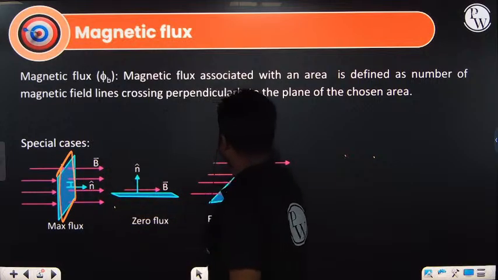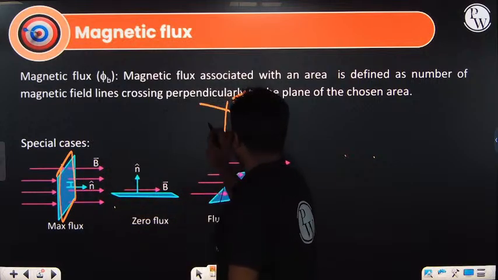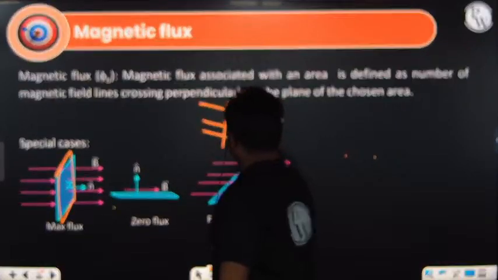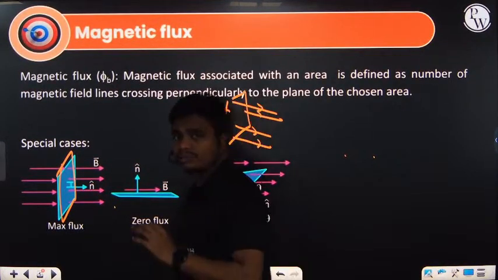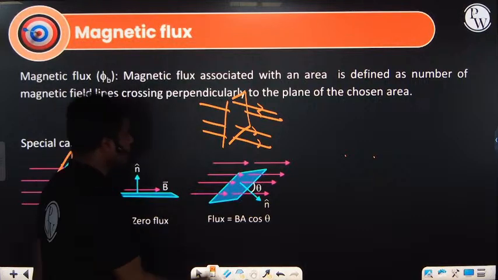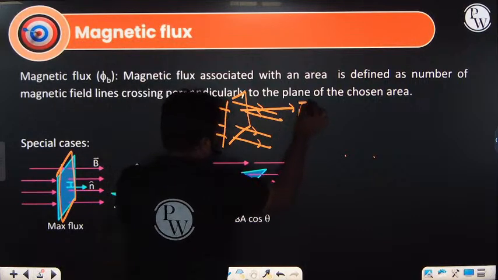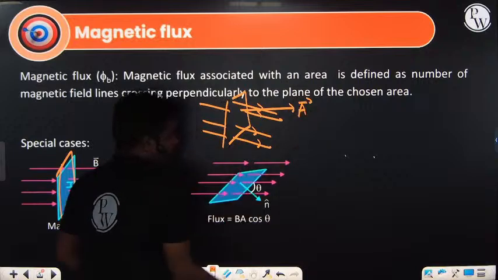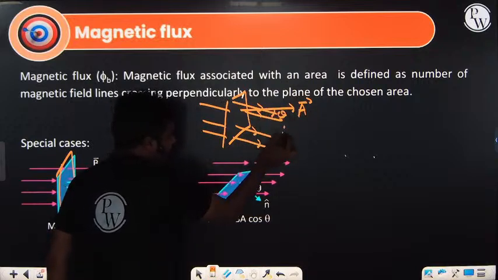Let's say this is the area over here, and these are the magnetic lines which are directly passing through it. The area vector we always take perpendicular to the given area. This is the area vector, this particular angle will be theta, and these are the magnetic field lines.